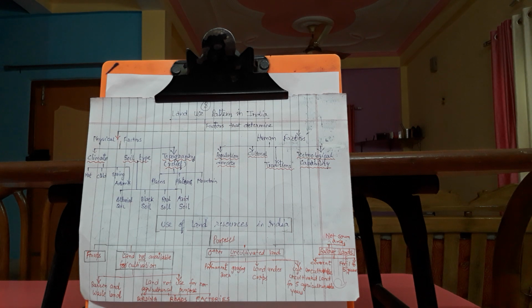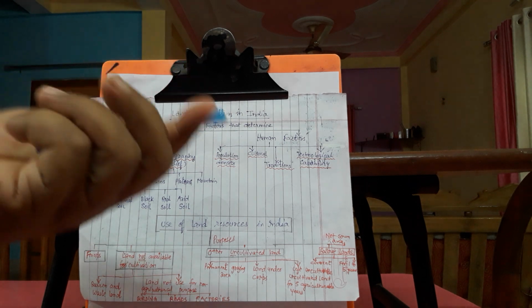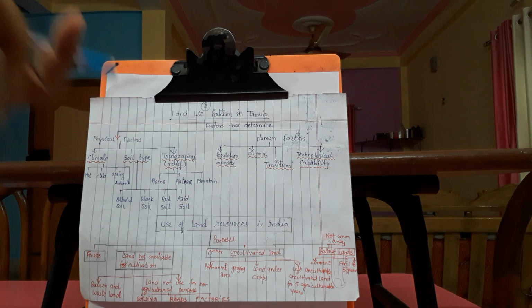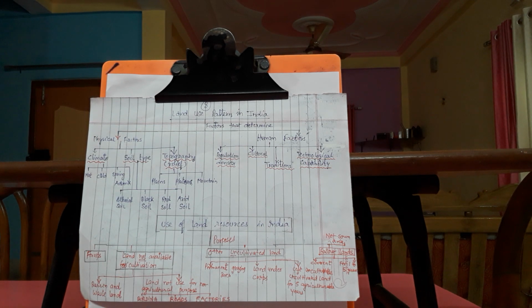So let's have a quick recap. Factors that determine the land use pattern may be physical or human. For the physical ones, climate, soil type and topography are the important sub-factors. These are physical; we are able to see this, feel this. And in topography, as I have told you, whenever the word topography comes, it means plains, plateaus and mountains. Then soil type is there.